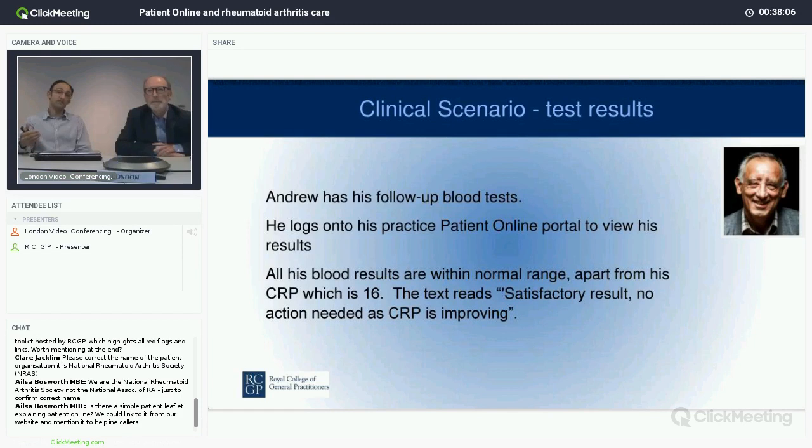It doesn't mean that you can rely on this. However, the ultimate responsibility remains with the GP for managing that result. So if that CRP of 16 is a particular concern, it's still the onus of the practising clinician to get in touch, or make an attempt to get in touch with the patient to make them aware of the plan. It's still the GP's responsibility to manage that result. Using patient online is just another method of managing it.